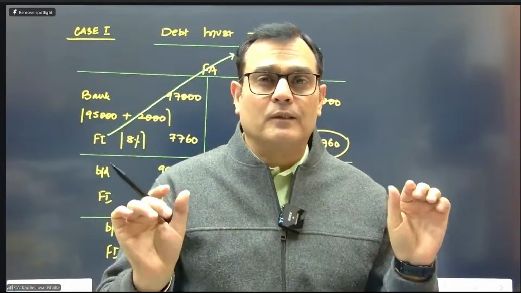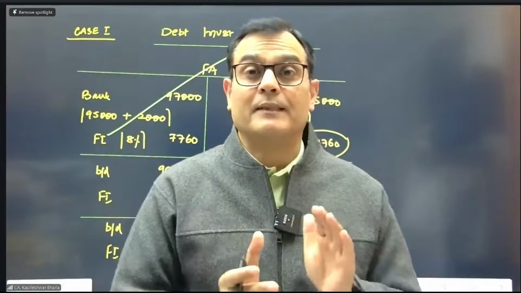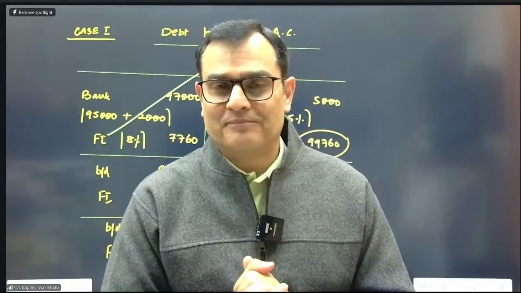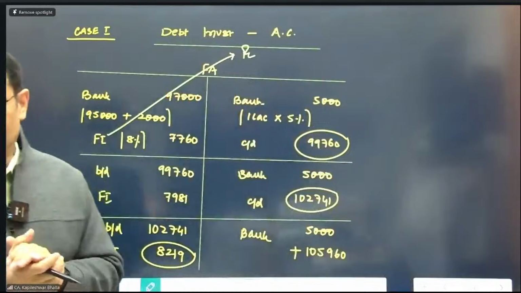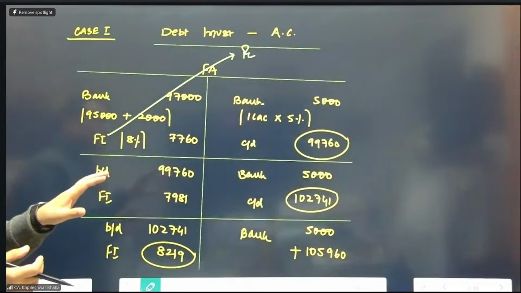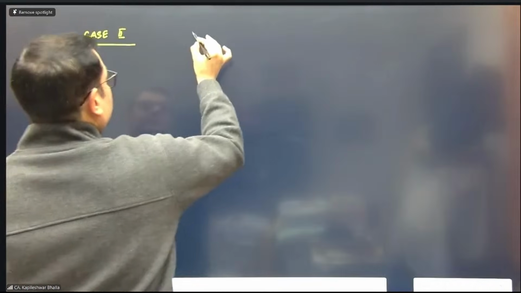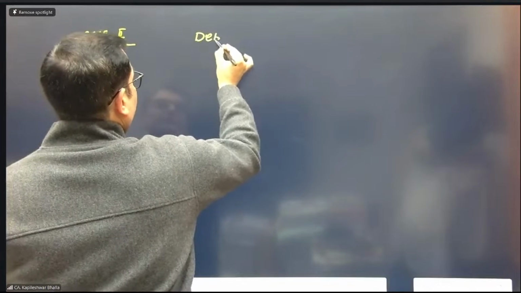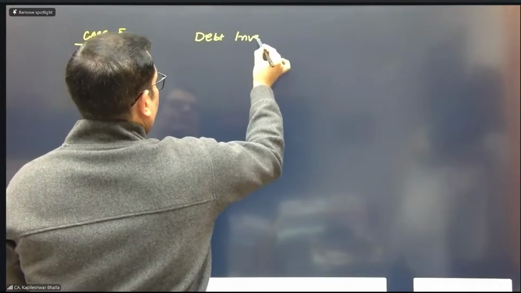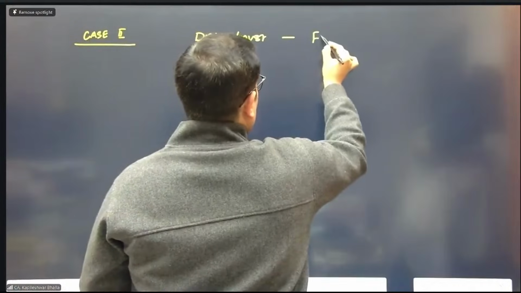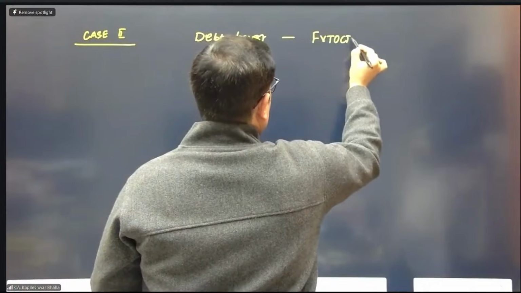I think we are clear. We can go to case number 2. Now that becomes interesting. Okay, so far so good. I guess everybody's clear with these inputs now. We're ready to go to case number 2, I guess. So I am going to case number 2, and this is a case of debt investments, which is carried at fair value through OCI.